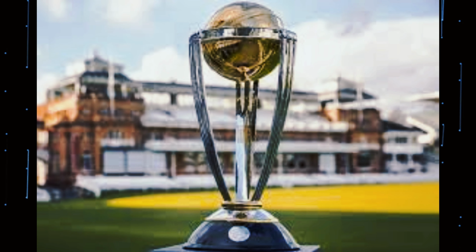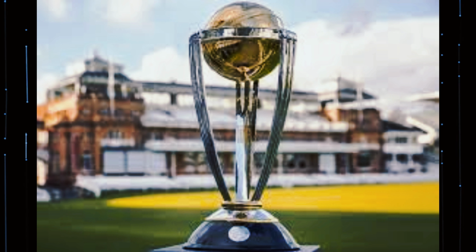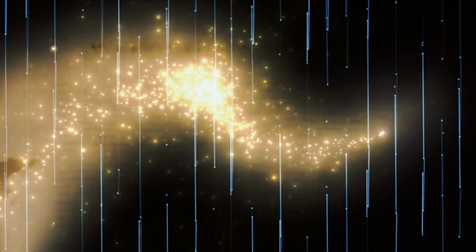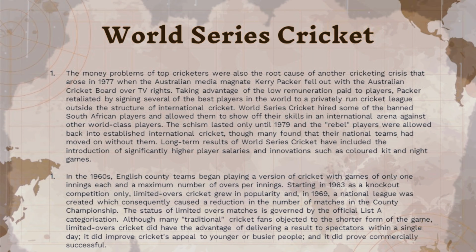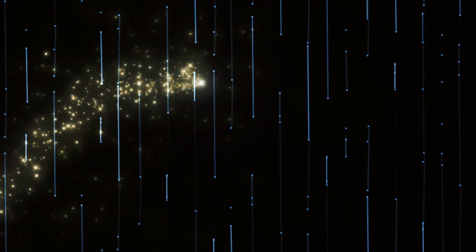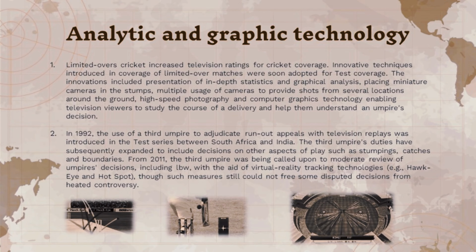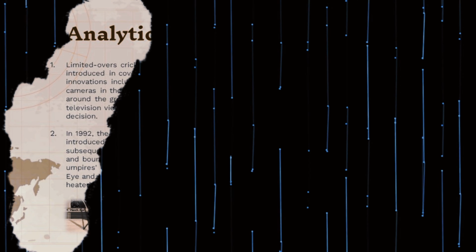World Series Cricket, a revolution in the gentleman's game. 1977 marked a seismic shift in cricket when Australian media magnate Kerry Packer challenged the traditions of the sport, ignited by disagreements over TV rights and players' modest pay. In an act that defied cricket's aristocratic roots, Packer launched World Series Cricket, signing top global players, including banned South Africans, to create an independent league free from international cricket's rigid hierarchy.